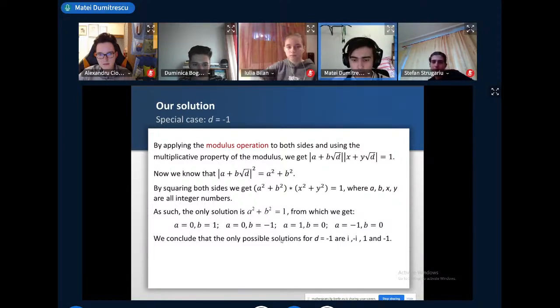Because the square of an integer is a natural number, the equation is equivalent to n times m equals 1, where n and m are natural numbers, and replace the first and second parentheses. Clearly, the only solution is n equals m equals 1. Therefore, the value of a squared plus b squared can only be 1, from which you get our solutions for a and b, which you can see on the screen. We reach the conclusion that the only possible solutions in the minus 1 case are either i, minus i, 1, or minus 1.